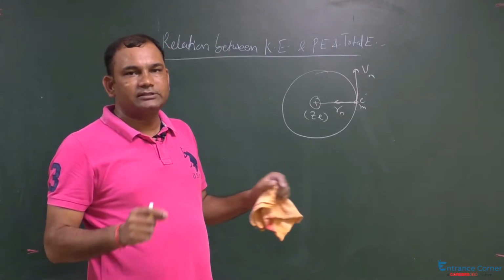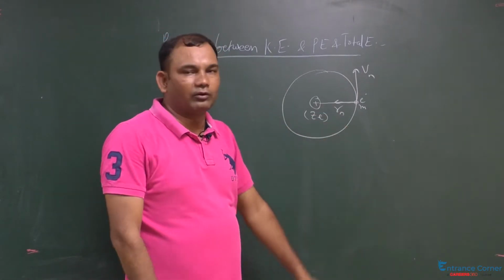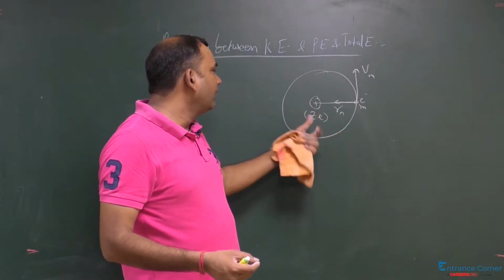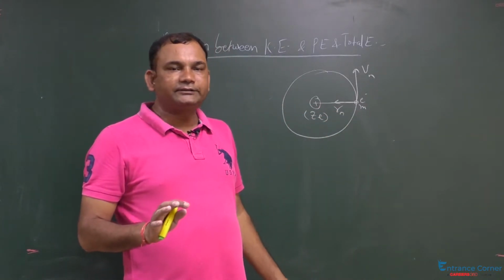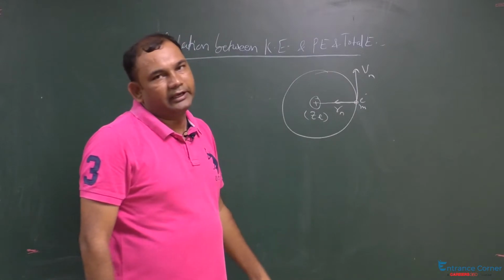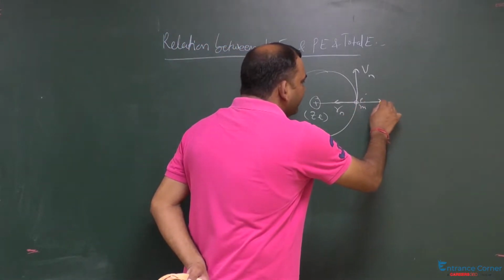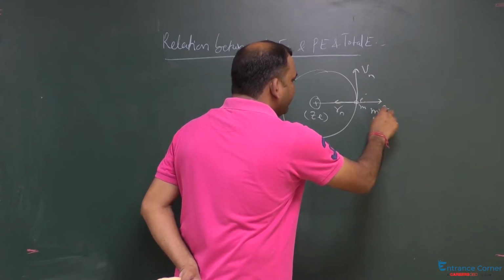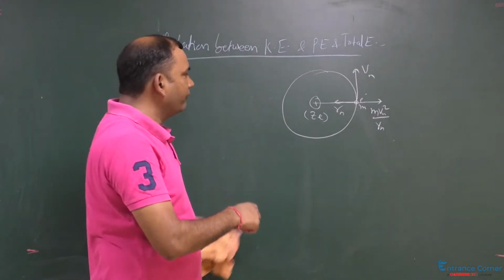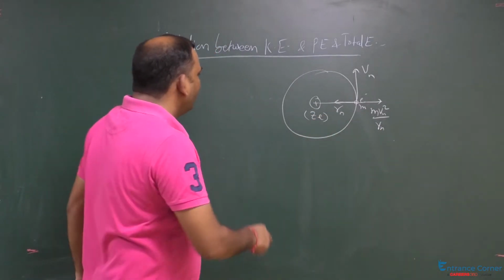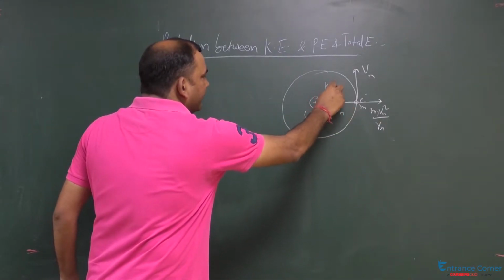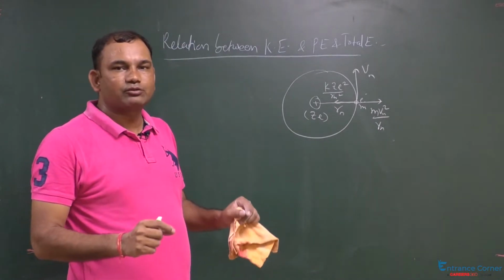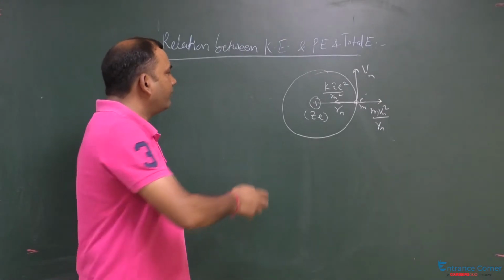Now, first thing, who provides the centripetal force to the electron? In that case, the electrostatic attraction between the nucleus and the electron provides the centripetal force. The centripetal force required is equal to mv square by Rn, mv square by r in circular motion. We understand that. Now, these two forces, kZe square upon Rn square and mVn square by Rn, must be equal for the electron.